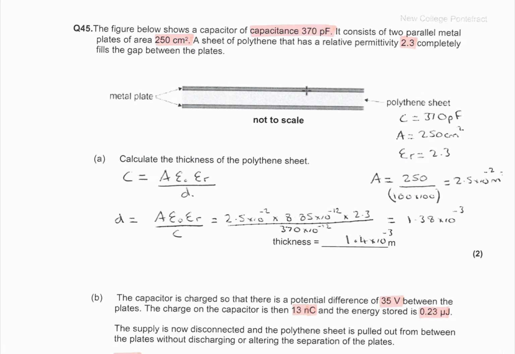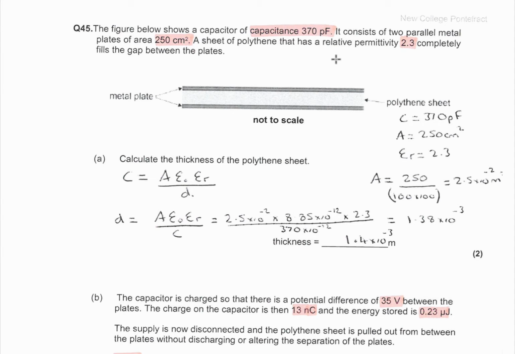So this is question number 45 of the Fields and the Capacitors homework booklet. In question 45, we start off with a figure that shows a capacitor, and this capacitor has a capacitance of 370 picofarads. And this is our diagram here.